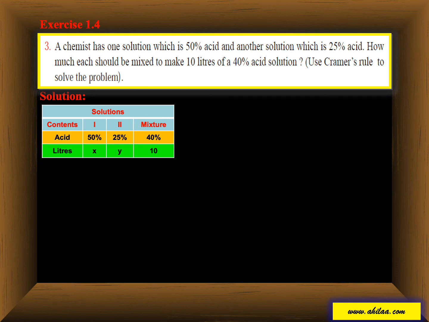Regarding acid contents, the first solution is 50%, the second solution is 25%, and the mixture contains 40% acid. Regarding quantity in liters, the first solution is x, the second solution is y, and the mixture should have 10 liters by mixing these two solutions. So we consider the equation as x plus y equal to 10.